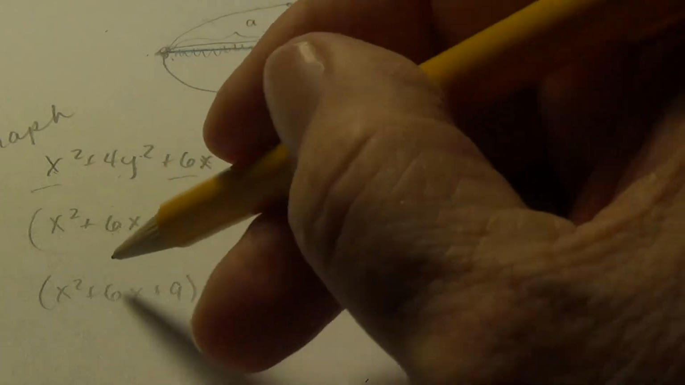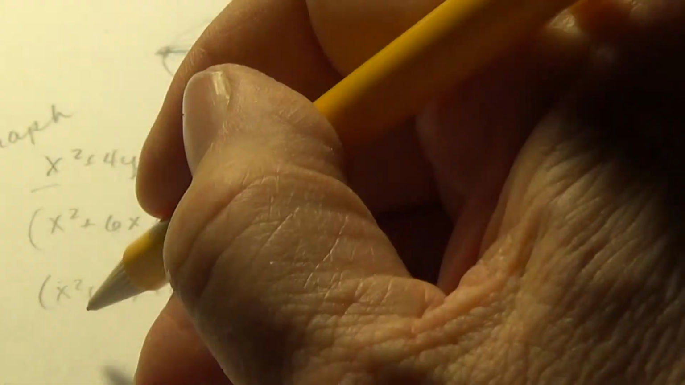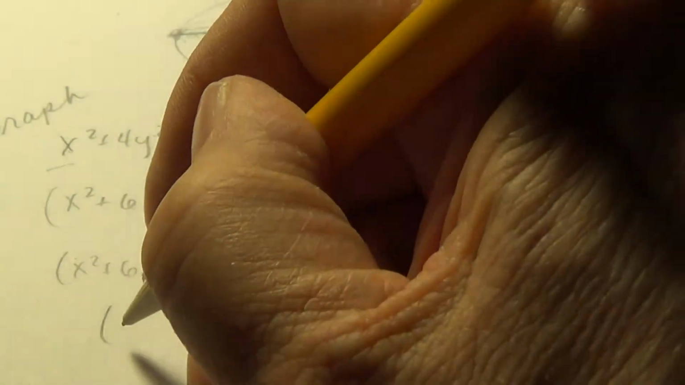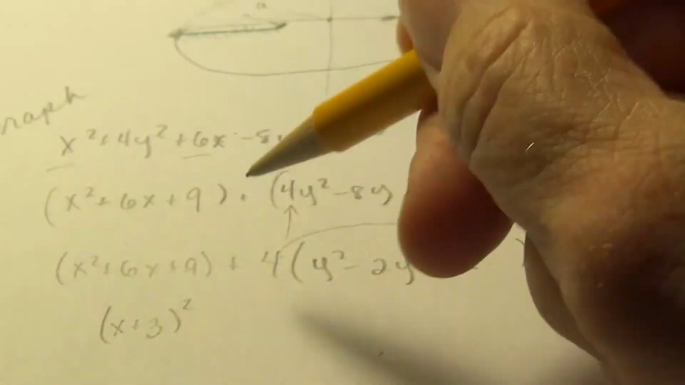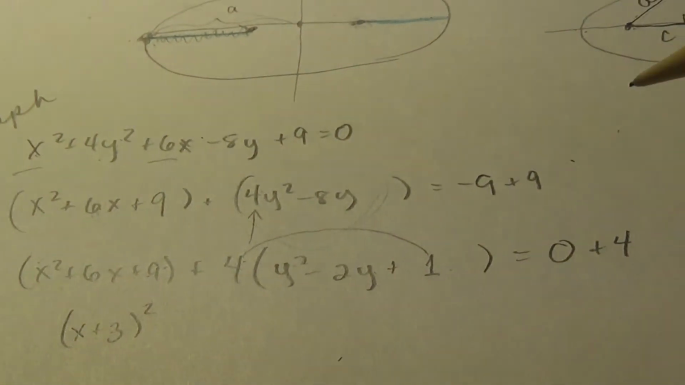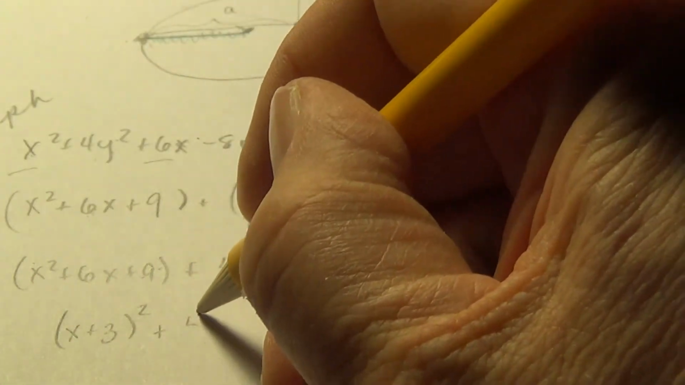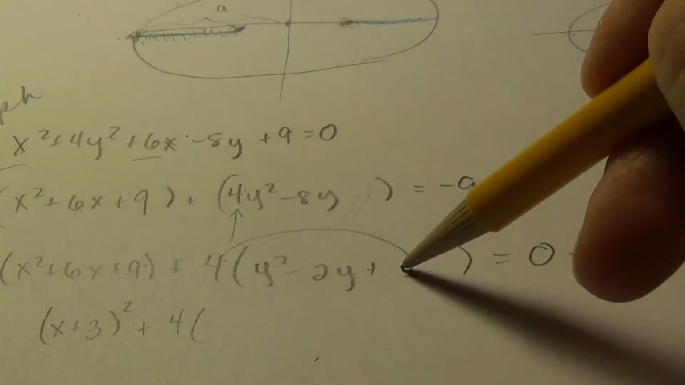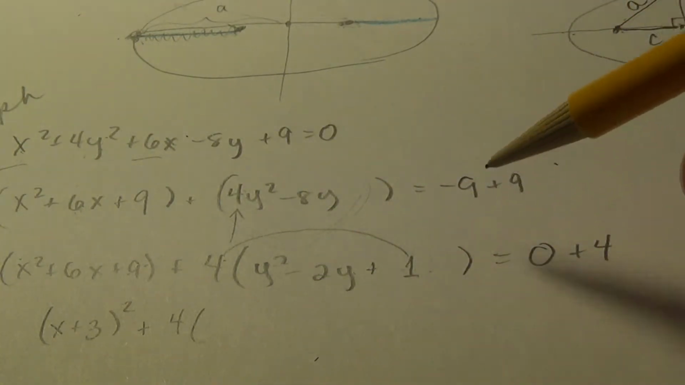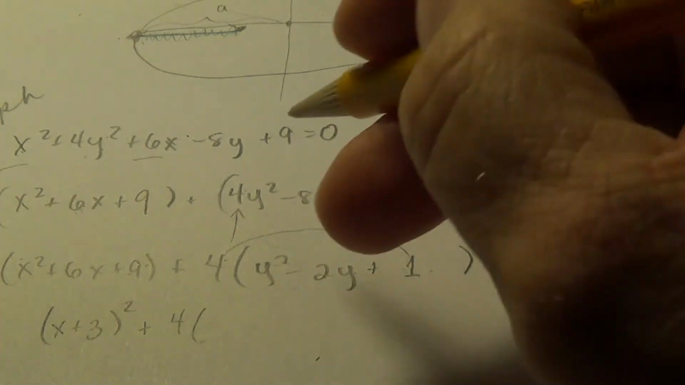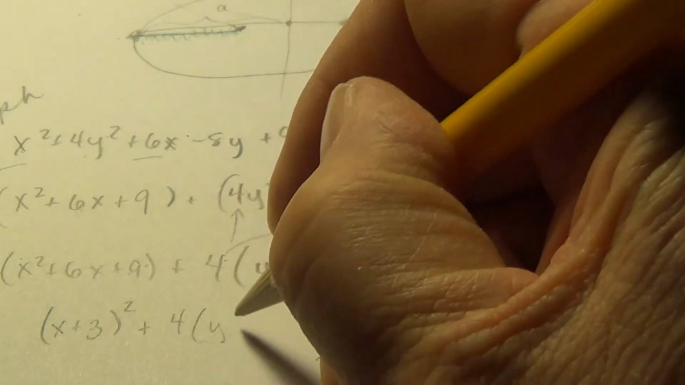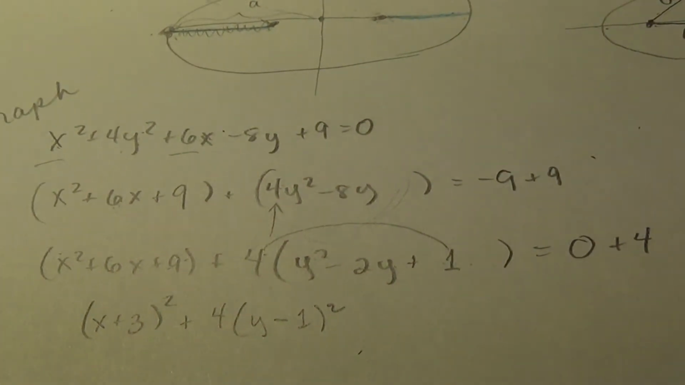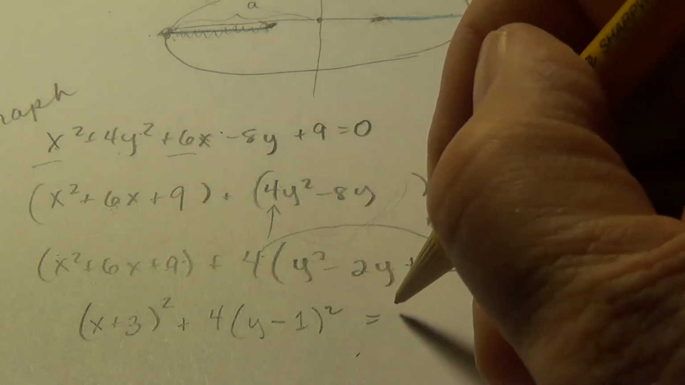Alright, let's complete the square. That means I'm going to write these 3 terms as 2 terms squared. So it's going to be x plus 3 times x plus 3 will give me that. Then we have a 4 outside the parentheses, and what 2 terms times itself, squared, will give you these 3 terms. It's going to be y minus 1, quantity squared. And over here we end up with a 4.